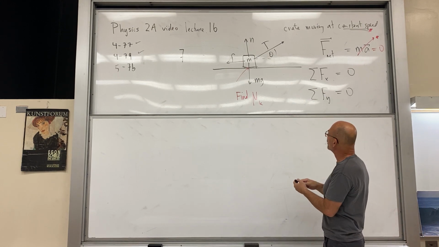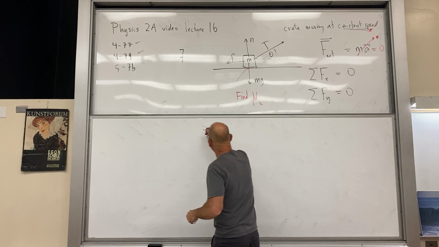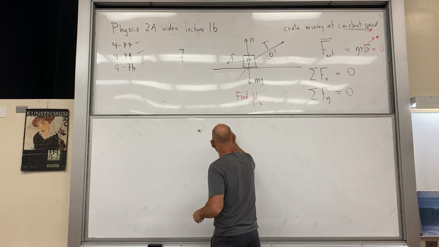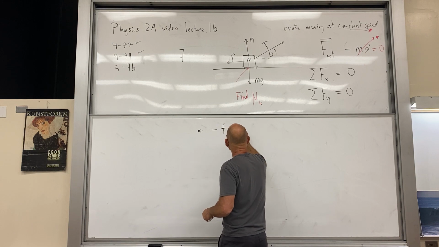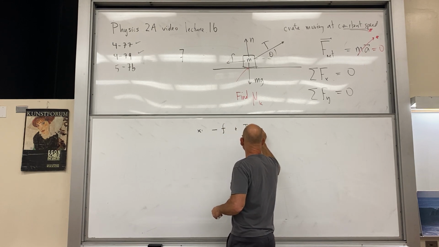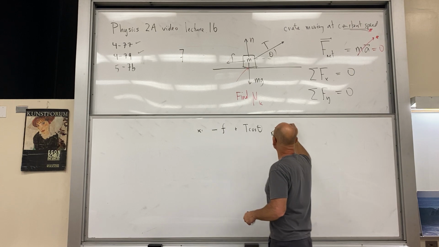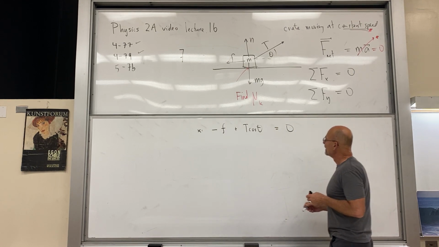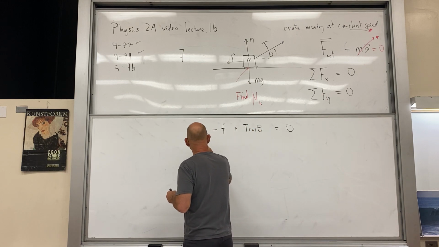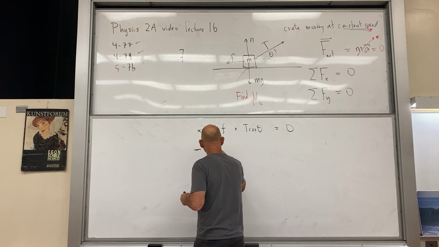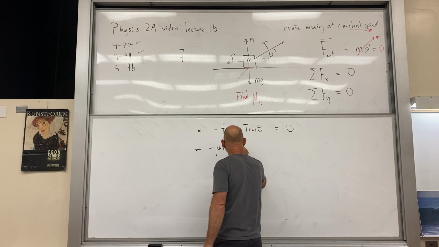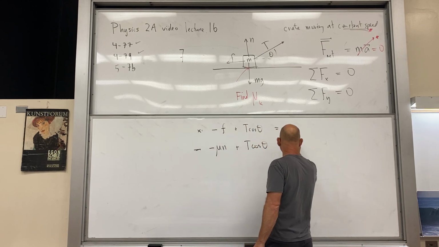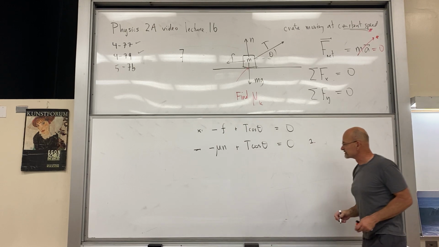X is, of course, the horizontal direction. So in x, we have minus f plus T cos theta equals 0. Okay. And I'm going to immediately write minus mu times N plus T cos theta equals 0. So that's our first equation.